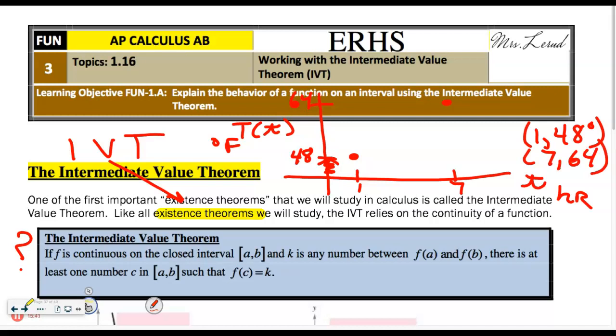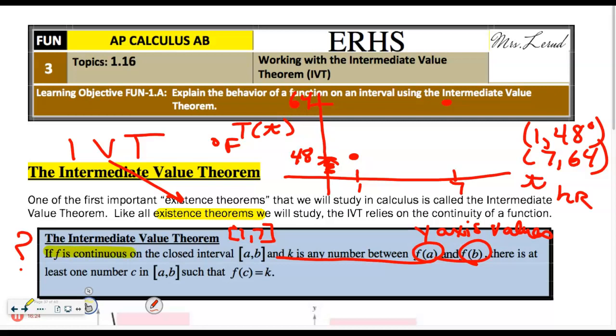That in this scenario is my interval from 1 to 7. Go ahead and write that on. That's what that's talking about. There's some interval on the x-axis that we're working with, in this case, 1 to 7. It says k is any number between these two. Those are y values, right? f of a would be f of 1, which is 48. These are y-axis values. In my scenario, it's the beginning and ending temperature. When you do it generically, it's the beginning and ending of anything on the interval. Where does it start? Where did it end?